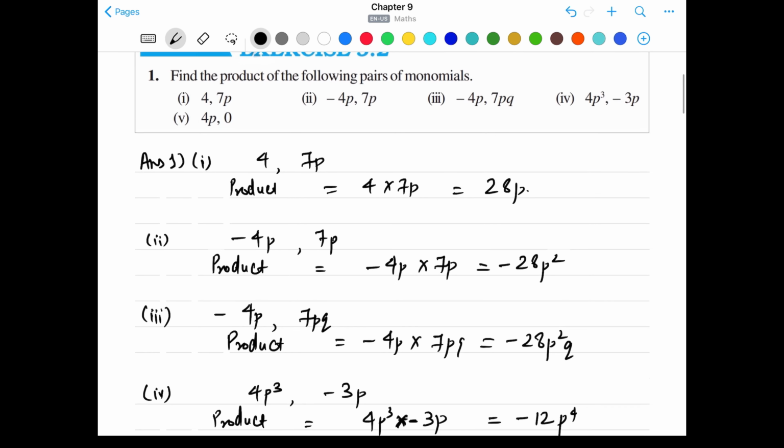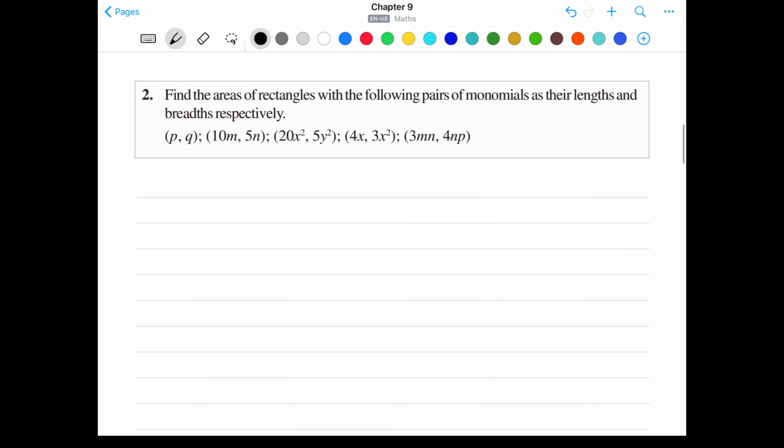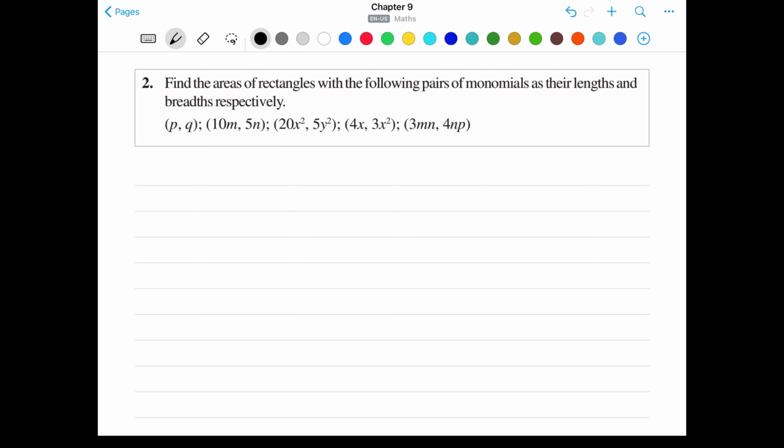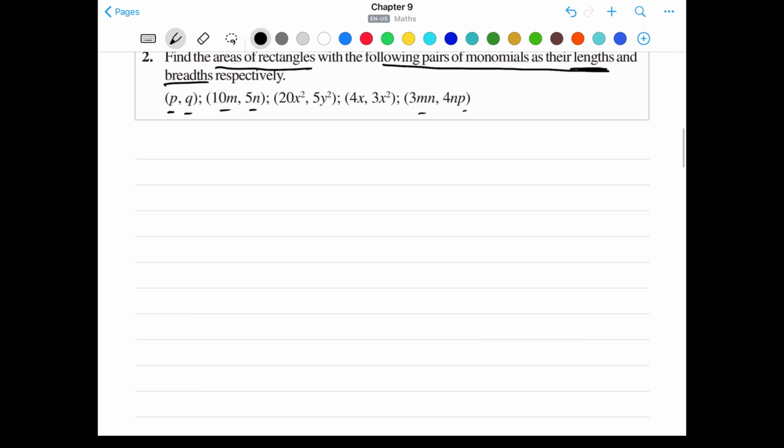So that's how you can find the product of monomials. Simply multiply the number by the number and the variable by the variable. Then multiply all of them and write the product. Now let's move to question number 2. Here we have find the areas of rectangles. We are asked to find the area of rectangles with the following pairs of monomials as the length and the breadth respectively. The first one in each pair represents the length and the second the breadth. So let's start its answer.